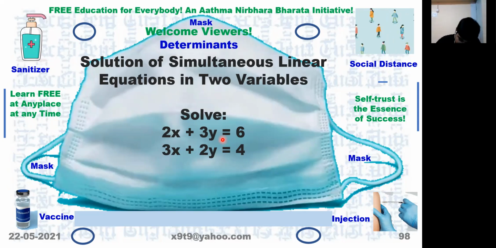So first we should find delta. Let delta be the determinant with 2 and 3 in the first column, 3 and 2 in the second column. Correct. So delta is equal to 2 into 2 minus 3 into 3. Delta is equal to 4 minus 9. Delta is equal to minus 5.